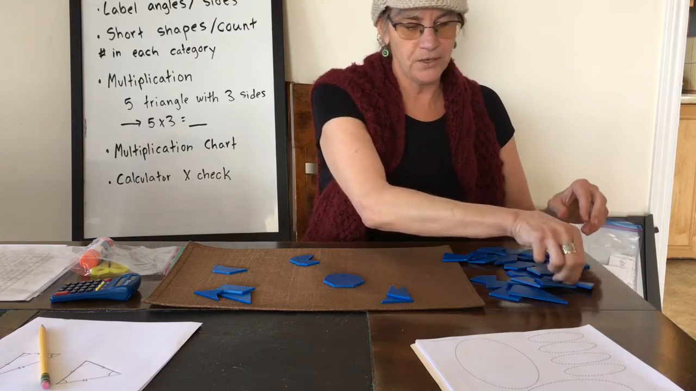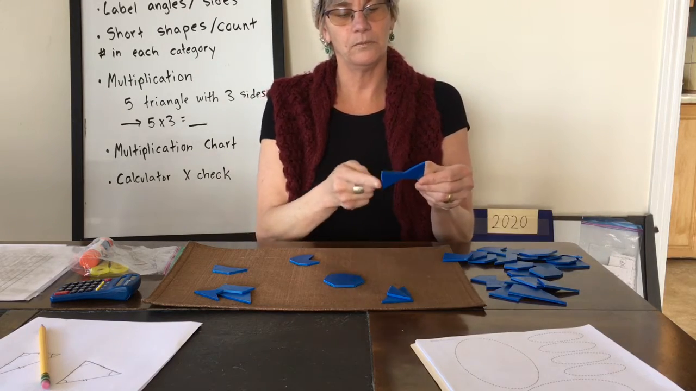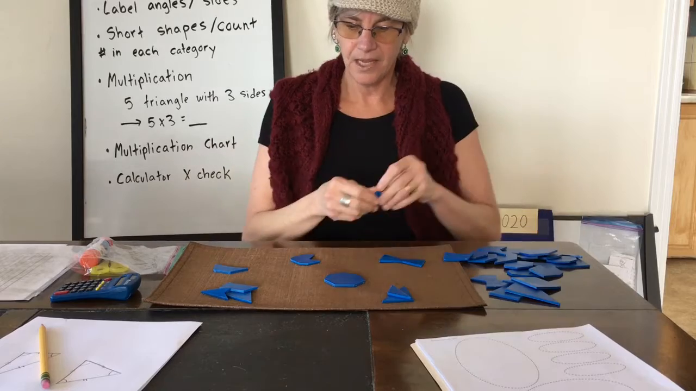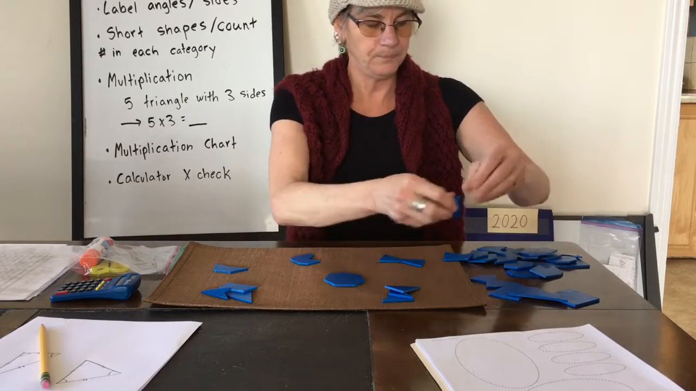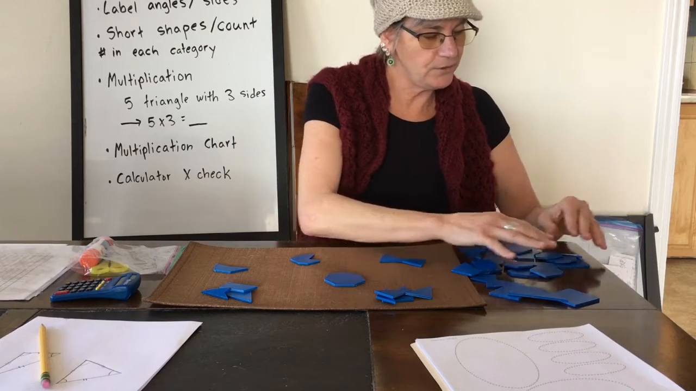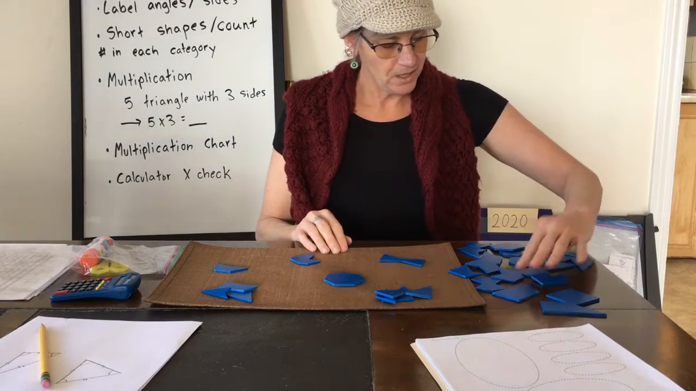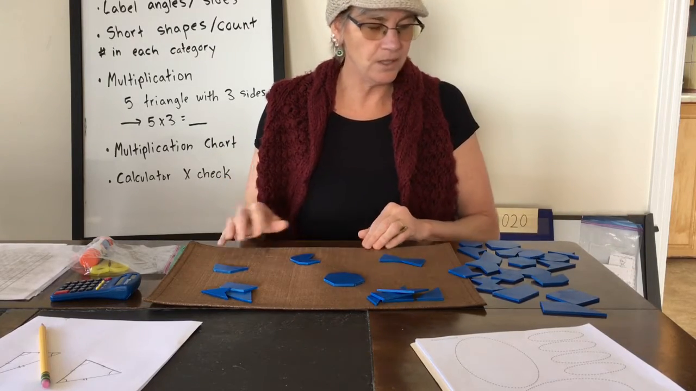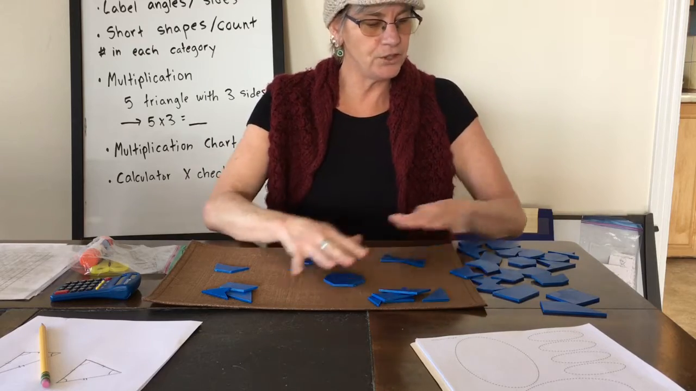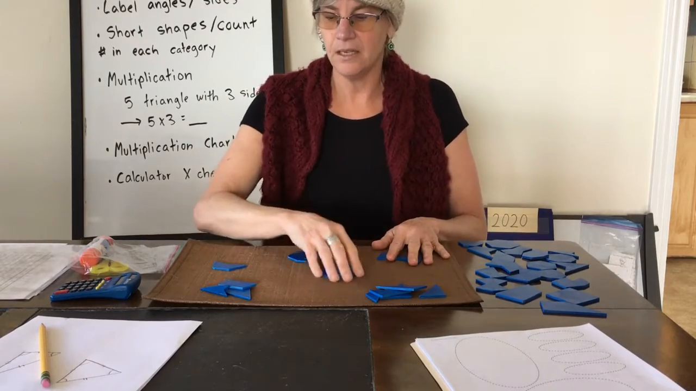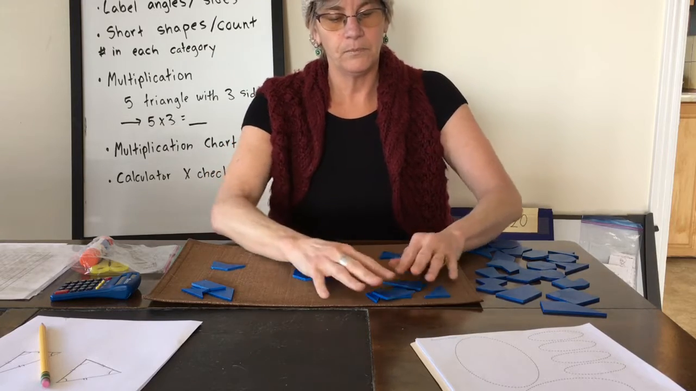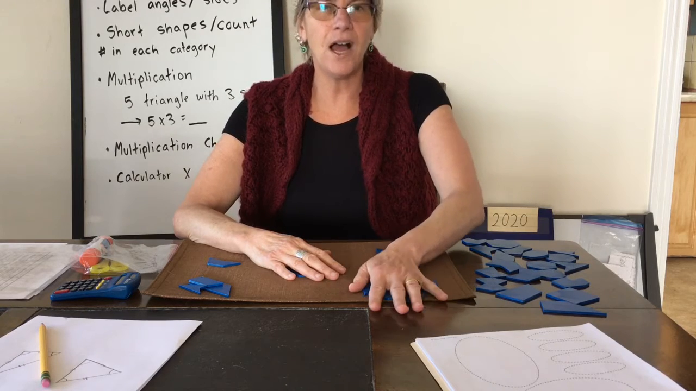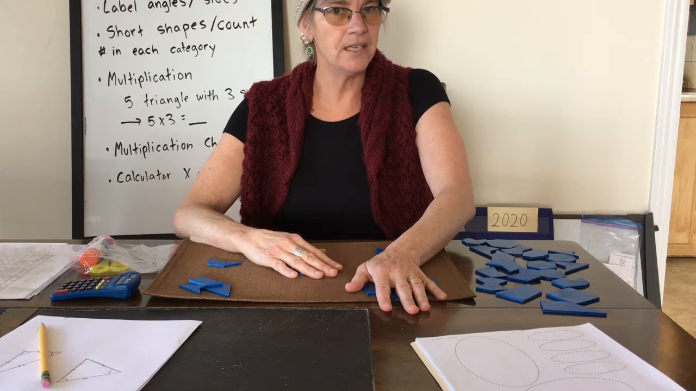Now, here's what you're going to do at your next step. 1, 2, 3, 4, 5, 6. So now what you're going to do is some multiplication. After you finished your sorting, you're going to multiply. So let's do our triangles as an example. Let's see, how many triangles do I have in my kit? I have 1, 2, 3, 4, 5. I have 5 triangles, and there are 3 sides in each triangle.